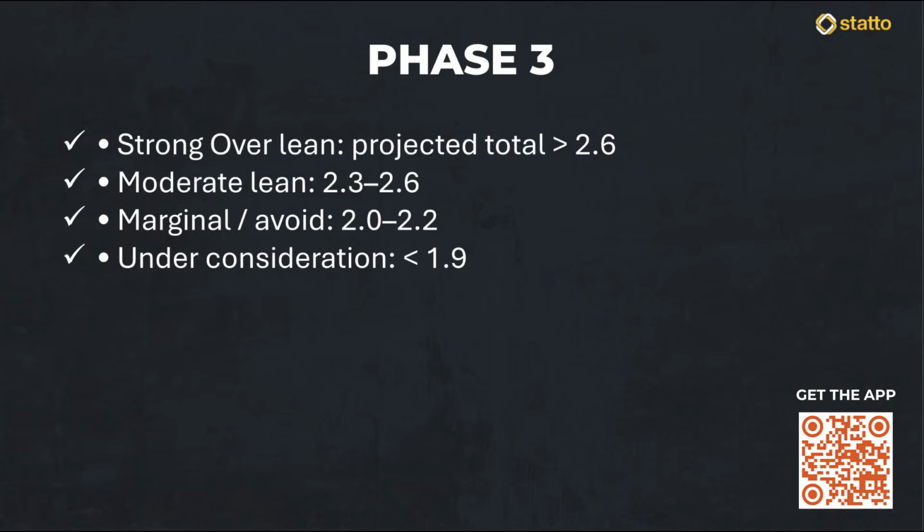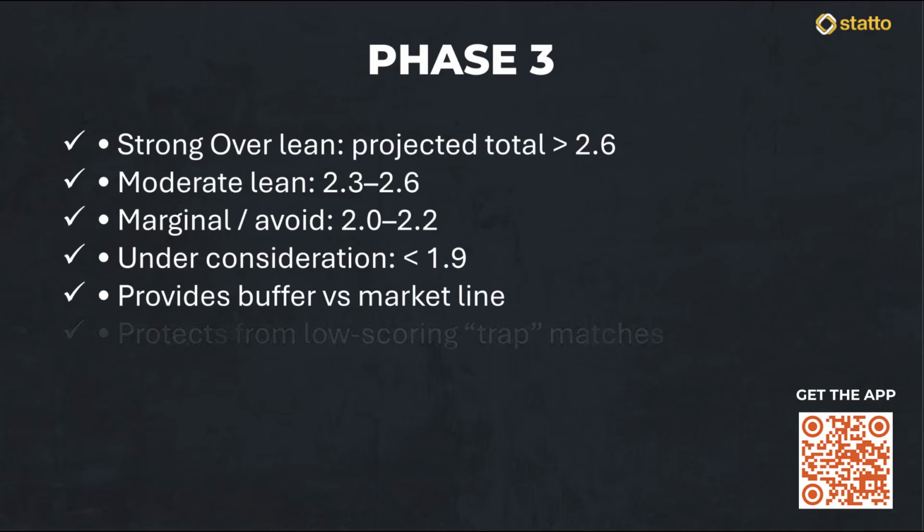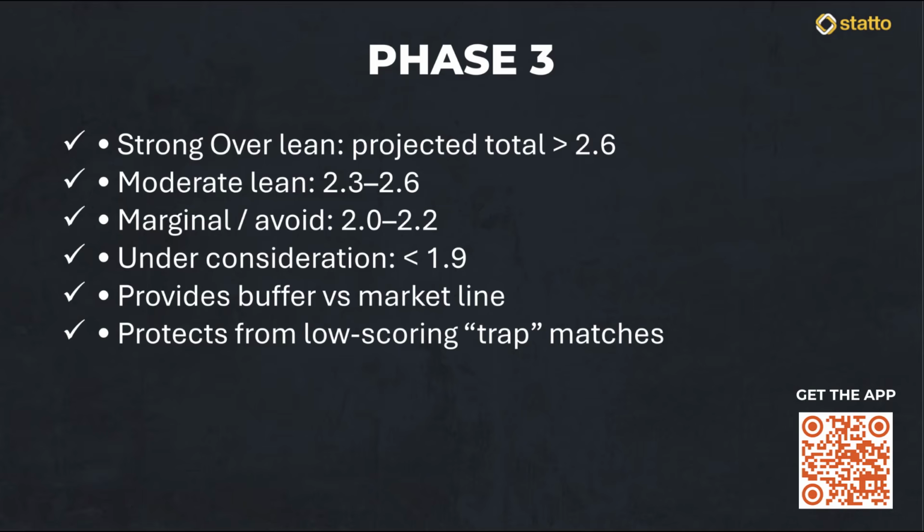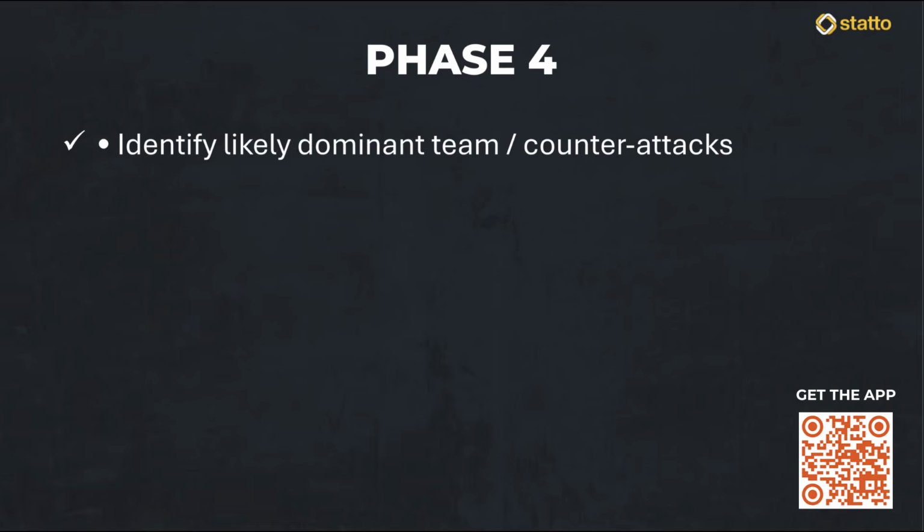This buffer is crucial because it protects you from those matches that structurally stall at 1-0 or 0-0. We are looking for matches that are structurally unlikely to stay under the line, and the math tells us exactly where those boundaries are. Now we move into phase 4, which is the game script check. This is where we verify if the likely flow of the game matches our mathematical projection.